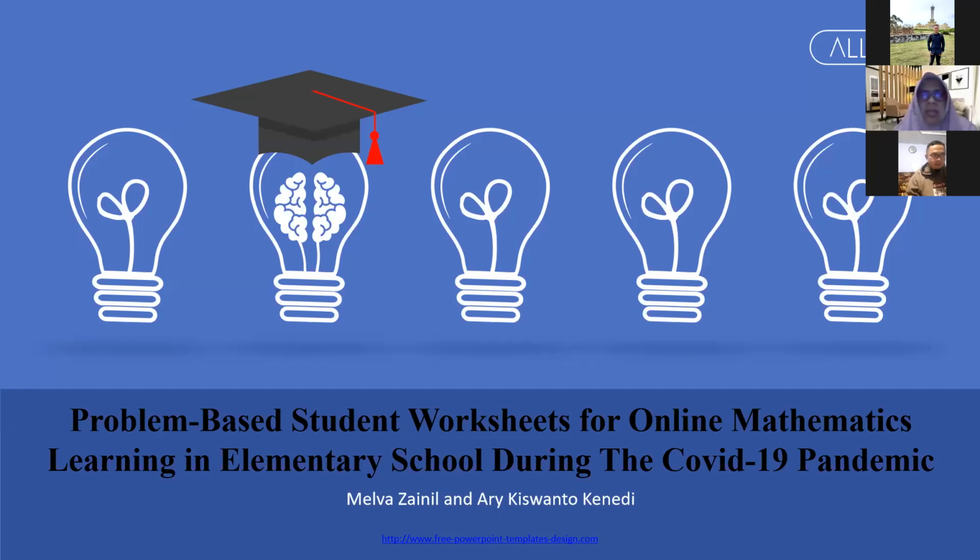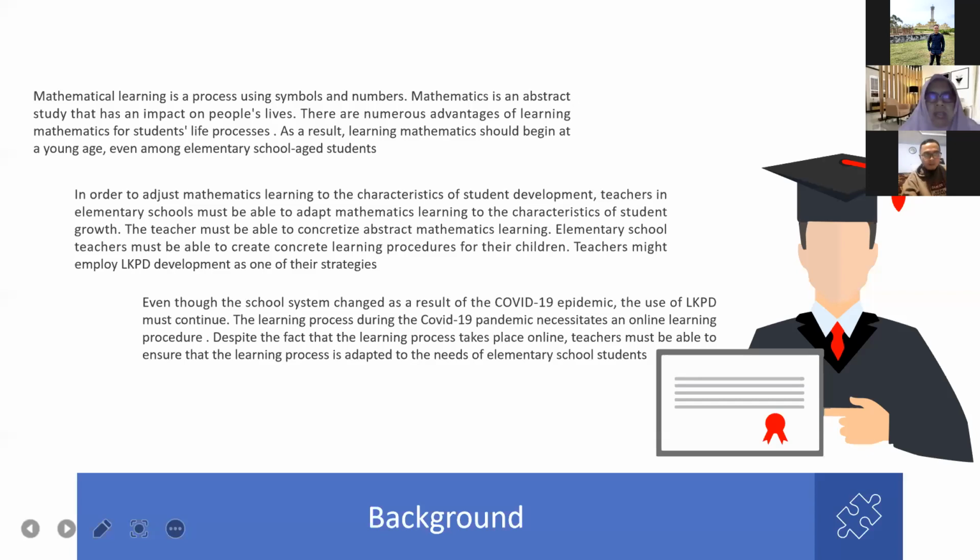The background is that mathematics learning is a process using symbols and numbers. Mathematics is an abstract study that has an impact on people's life. There are numerous advantages of learning mathematics for student life processes. As a result, learning mathematics should begin at a young age, even among elementary school age students.